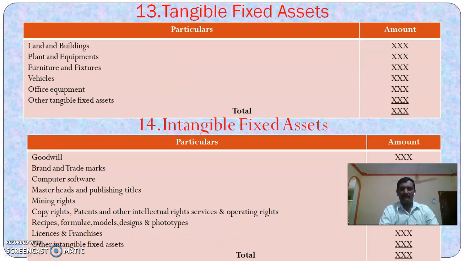And in the second part of the statement of assets and liabilities, we have the assets. Under assets, we have the fixed assets, and under fixed assets, we have four important items. Of that, one is tangible assets. The tangible assets like land and building, plant and equipment, furniture and fixtures, vehicles, office equipment, and other tangible fixed assets are to be recorded through a separate note.